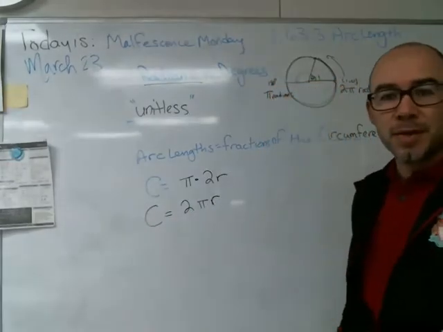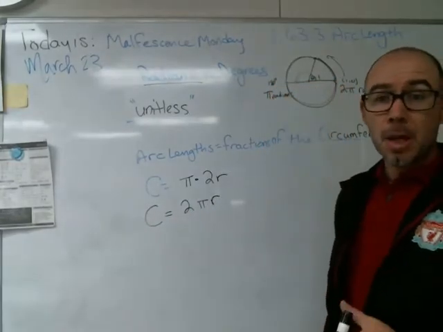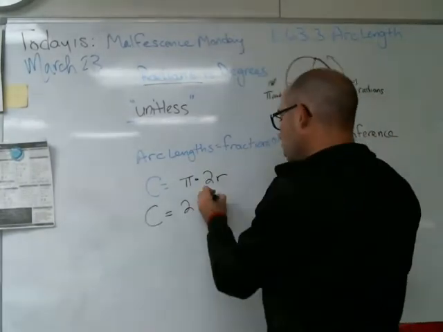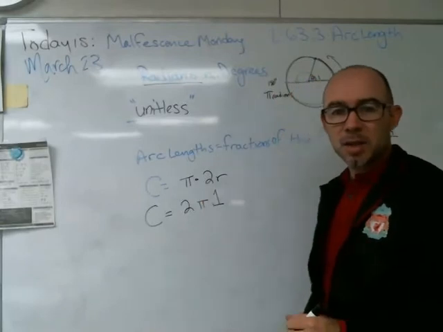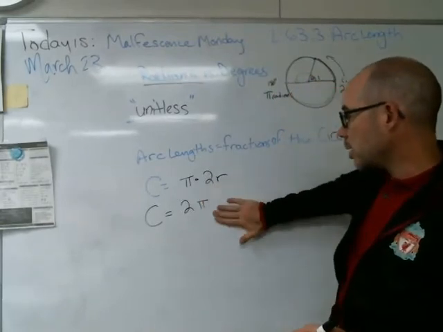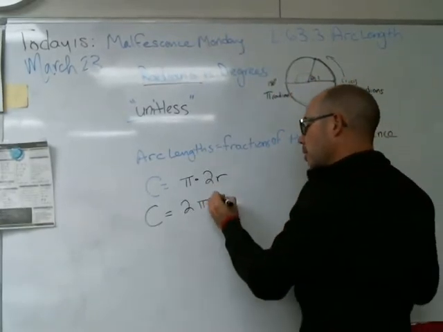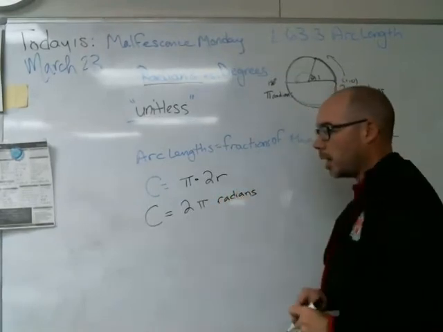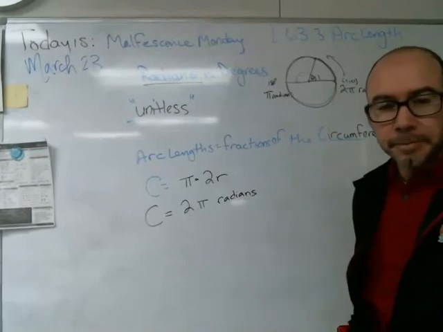Now, what's the circumference of the unit circle? The unit circle has a radius of 1. So this r turns into a 1, and since it's a 1, we can basically ignore it. And we have that the circumference of the unit circle is 2 pi radians.